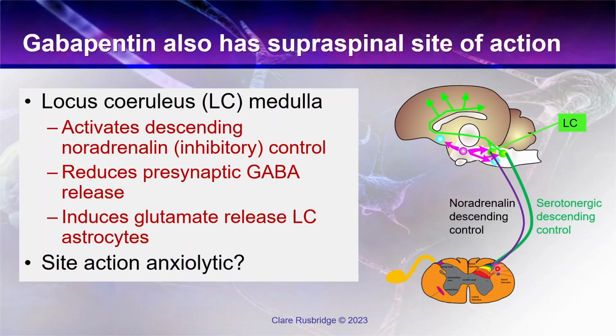So as well as stopping the release of the excitatory neurotransmitter glutamate, it also enhances this noradrenaline descending control, and it does that by reducing the presynaptic GABA release and also induces glutamate release from the locus ceruleus astrocytes, the astrocytes being cells that help support the neurons in the nervous system. And it's thought that this might be the action, the site of action when gabapentin has its other effect, which is anxiolytic, that is to reduce anxiety.